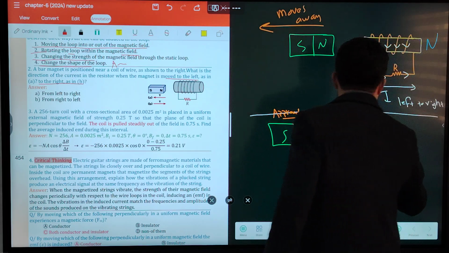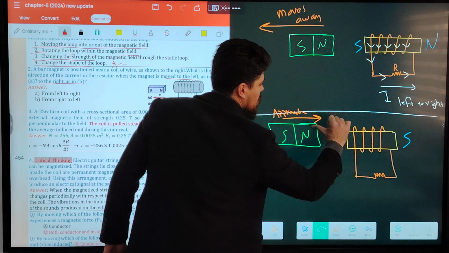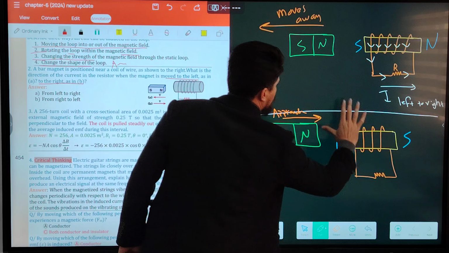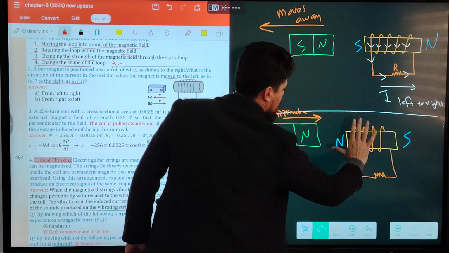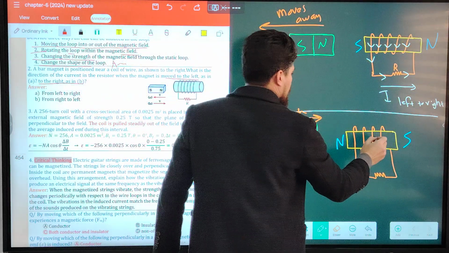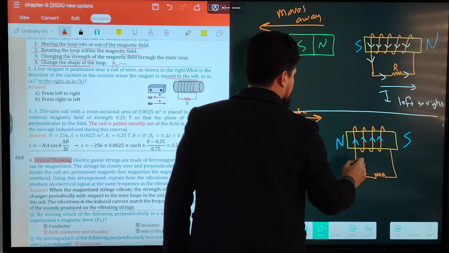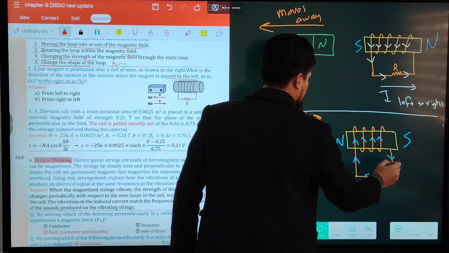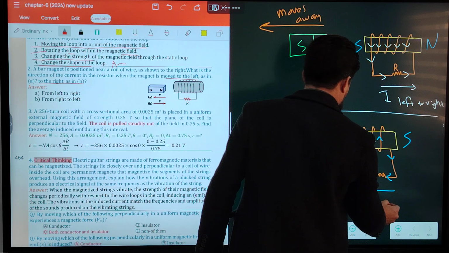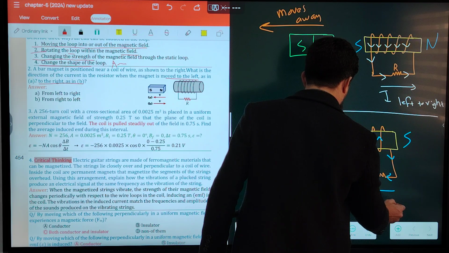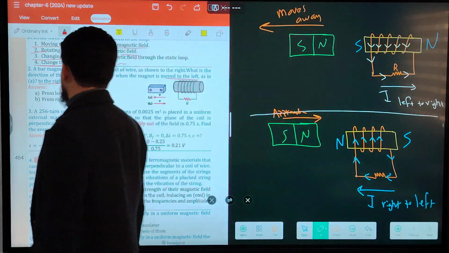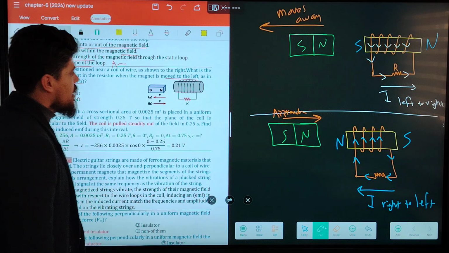Using the right-hand rule, the thumb is in the direction of the north, and the four fingers above the iron rod should be upward. The direction of the current is reversed, and the current is directed from right to left. In this way, you can find the direction of the induced current in the resistor.